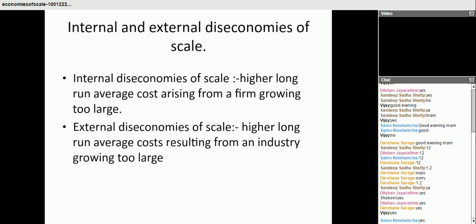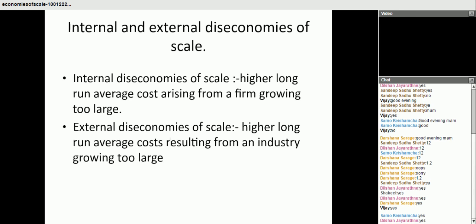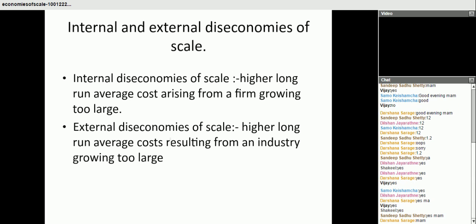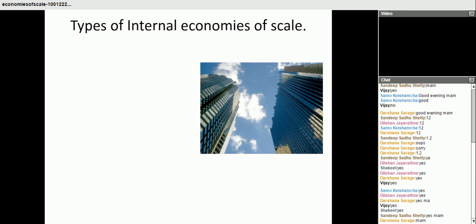Dirshan, Sandeep, Vijay, Samu, Darshana. Okay.